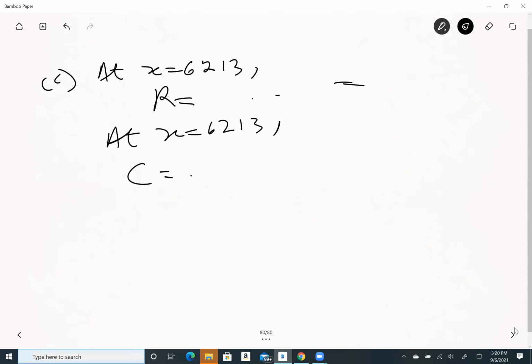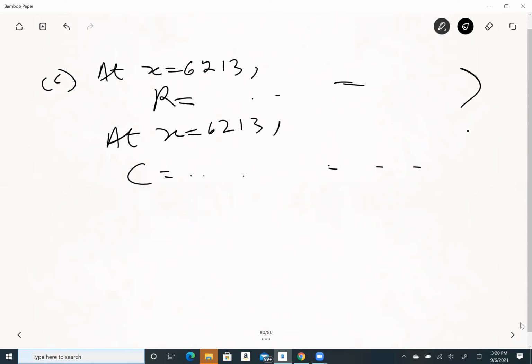Now the second part, you want to do the break even. That is actually what we are doing now, the first part, second part. Now the third part, I want to find the break even revenue. So at X equal to 6213, you get the revenue by substitution, equal to something. And then at X equal to 6213, you put it into the cost, you get the cost equal to something. So what does it mean? It means that you have to describe it.